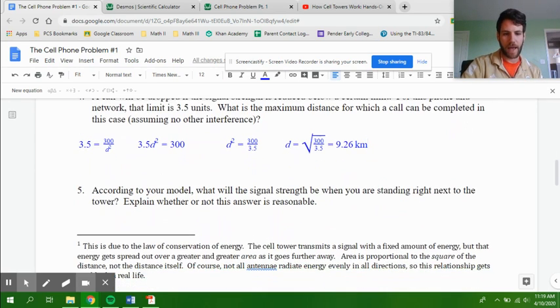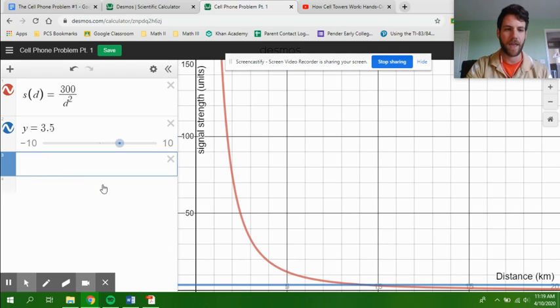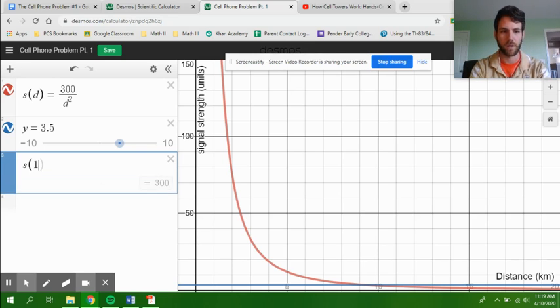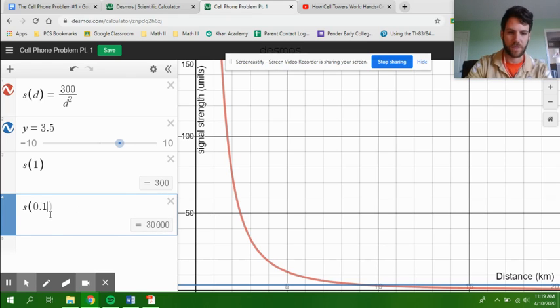Moving on to our last problem. According to your model, what will the signal strength be when you're staying right next to the tower? Explain whether or not this answer is reasonable. So if we look back at our graph, the signal strength would be really big if we were really close, really small kilometers. So if I entered into our function up there, if we did s of 1 kilometer, well, that means we have a signal strength of 300. If we did a tenth of a kilometer, it would be 3,000.